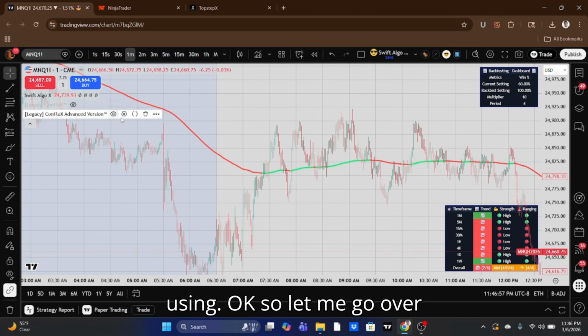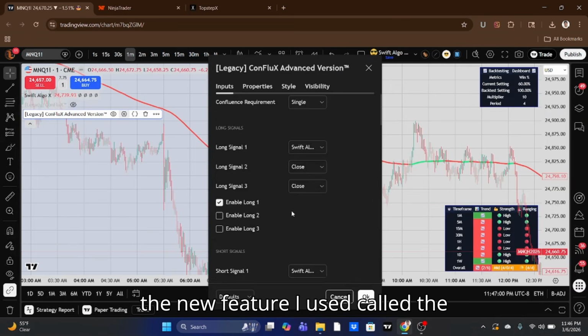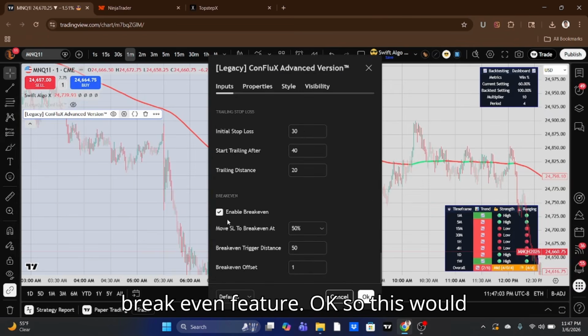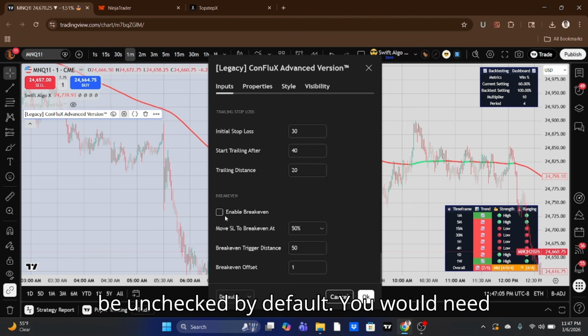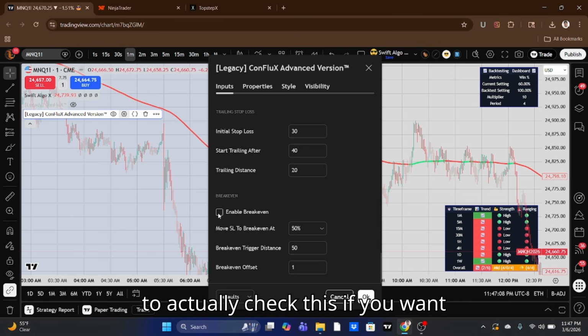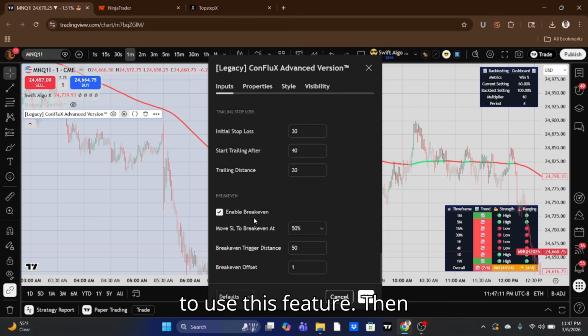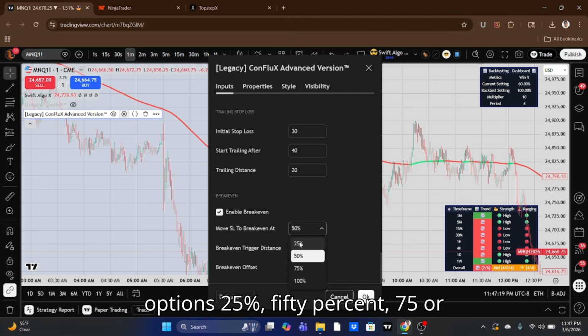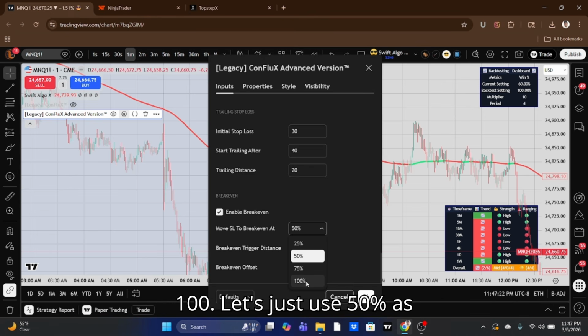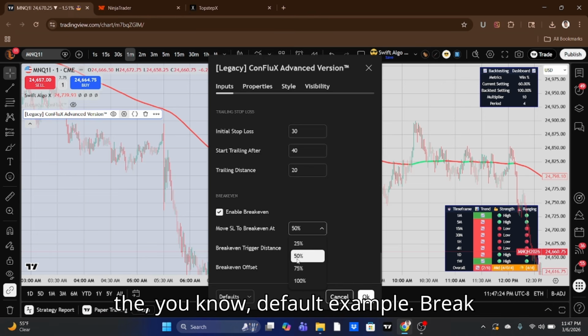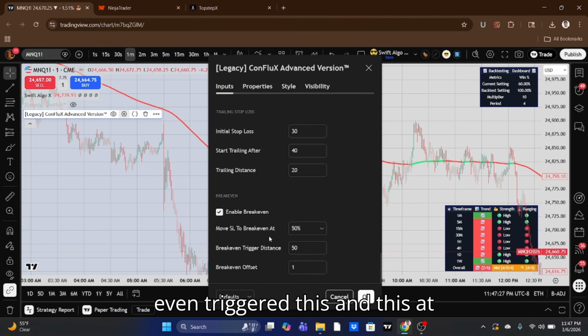So let me go over the new feature I used called the break-even feature, okay? So this would be unchecked by default. You would need to actually check this if you want to use this feature. Then it says move stop loss to break even at. You have 4 options: 25%, 50%, 75%, or 100%. Let's just use 50% as the default example. Break even trigger distance is at 50. You can change this to whatever you want. But I'm using the default as an example.